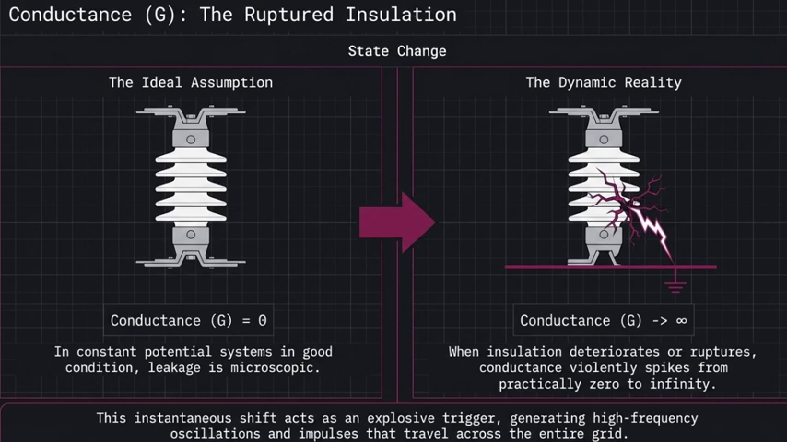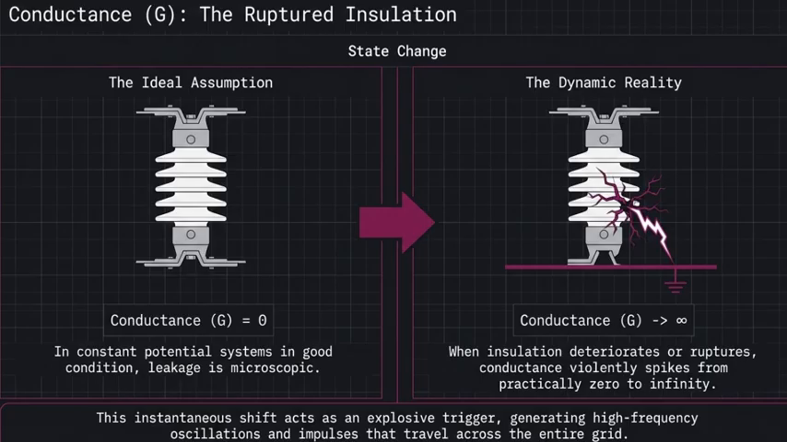The extreme electrical stress literally rips electrons away from the molecules in the air or the insulation. The environment is instantly transformed from a perfect insulator into a highly conductive plasma bridge. The conductance of the circuit spikes from 0 to infinity in a microsecond. And the resulting chaos is massive.